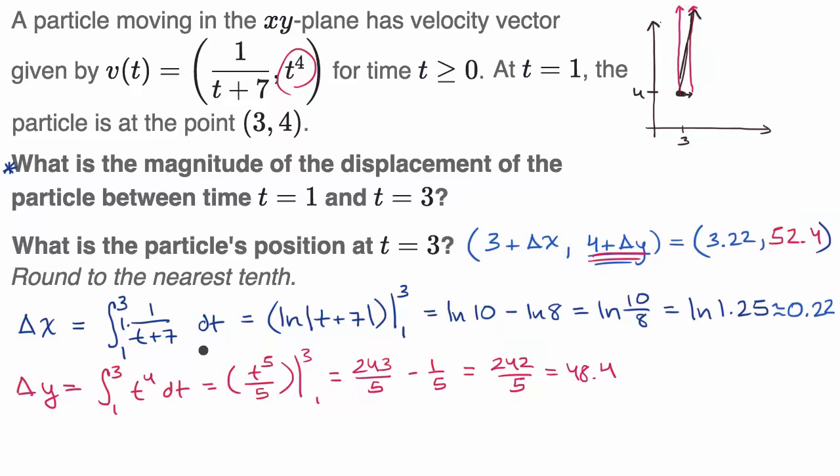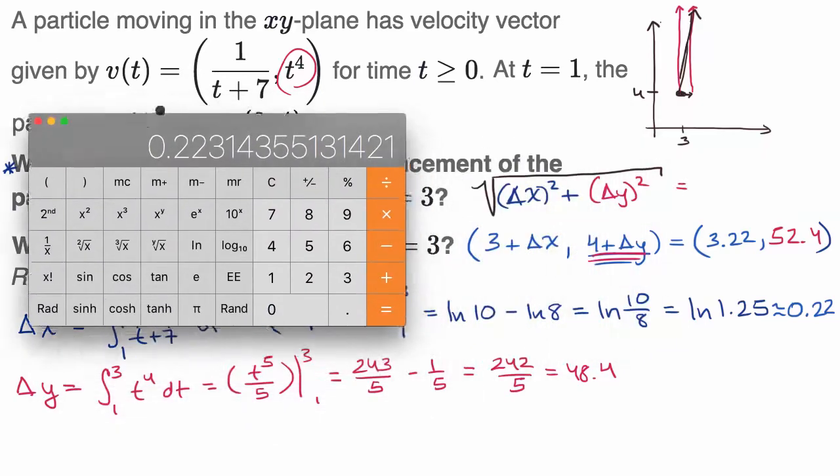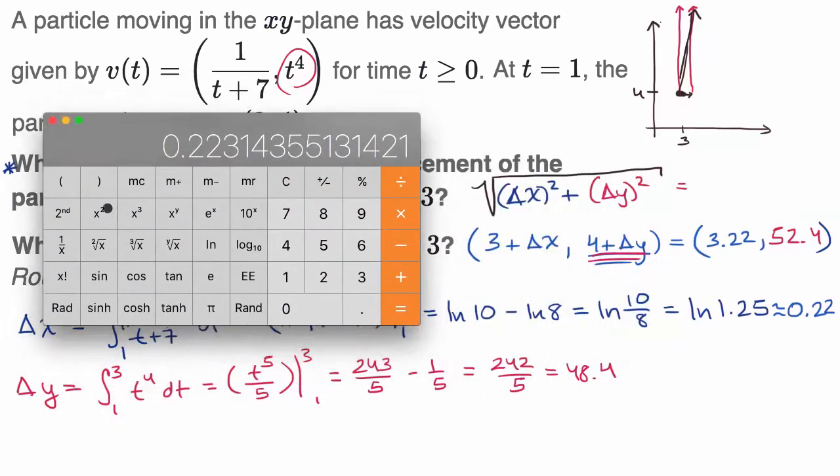And so let's do that. So the magnitude of the displacement is going to be the square root of our change in x squared plus our change in y squared. Once again, this is just the Pythagorean theorem. And what is this going to be? I'll get my calculator out again for this. Okay, that was our change in x. Let me square it. And then plus, we are going to have 48.4 squared, and then we take the square root of that.